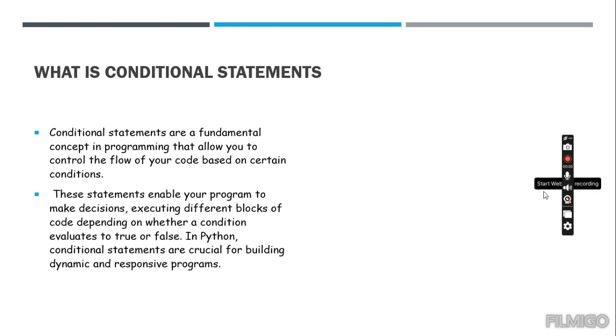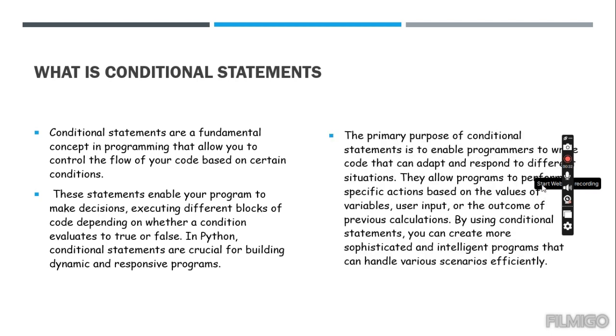2. Purpose of conditional statements. The primary purpose of conditional statements is to enable programmers to write code that can adapt and respond to different situations. They allow programs to perform specific actions based on the values of variables, user input, or the outcome of previous calculations. By using conditional statements, you can create more sophisticated and intelligent programs that can handle various scenarios efficiently.